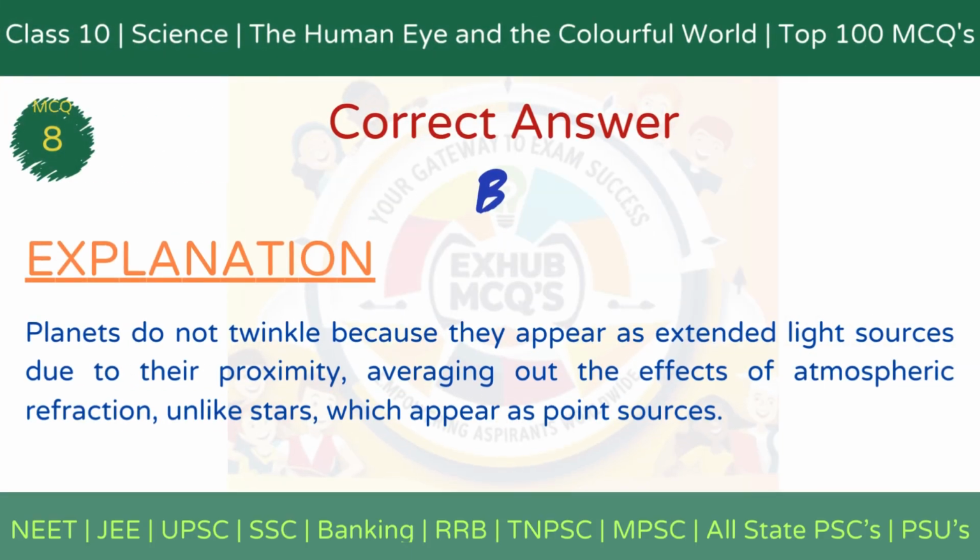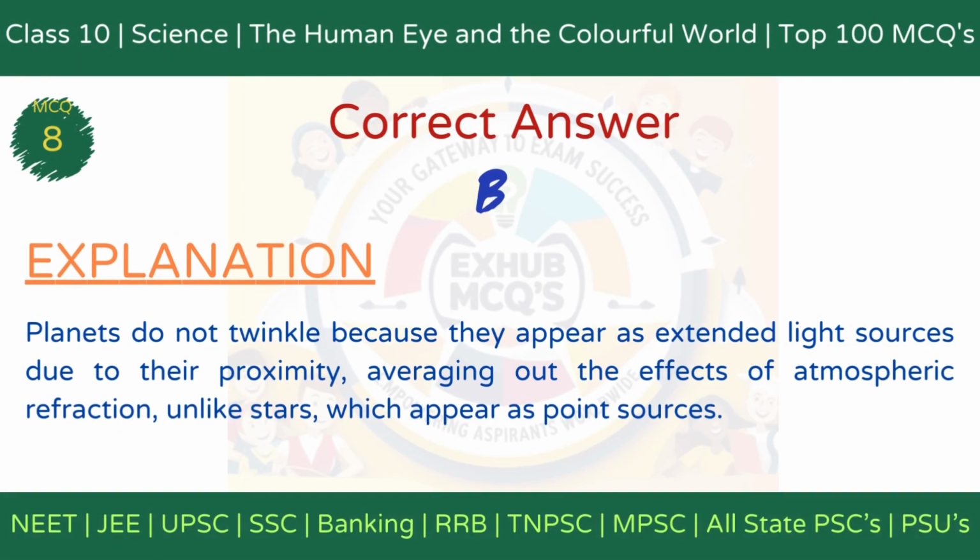The correct answer is option B, being closer to Earth. Explanation. Planets do not twinkle because they are closer to Earth and appear as extended sources of light. The effects of atmospheric refraction average out, unlike point-sized stars.